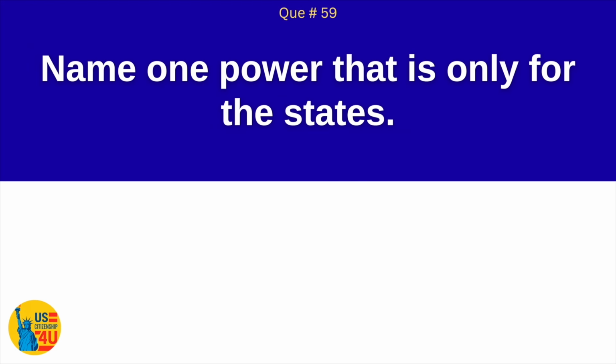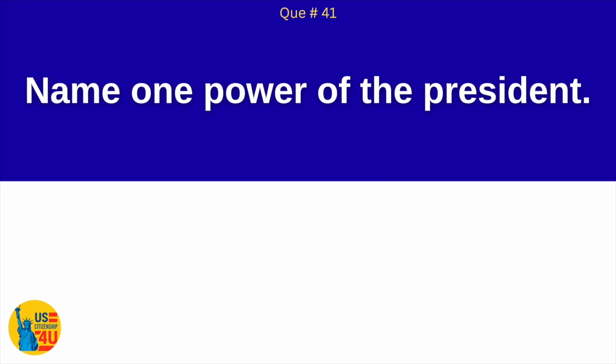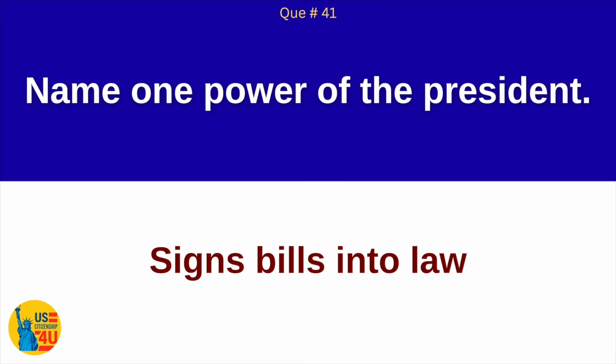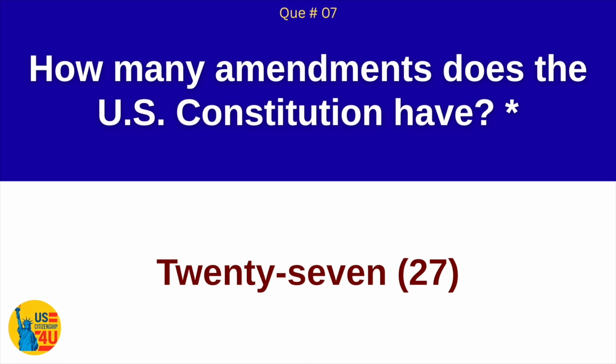Name one power that is only for the states. Provide schooling and education. Name one power of the President. Signs bills into law. How many amendments does the U.S. Constitution have? 27.